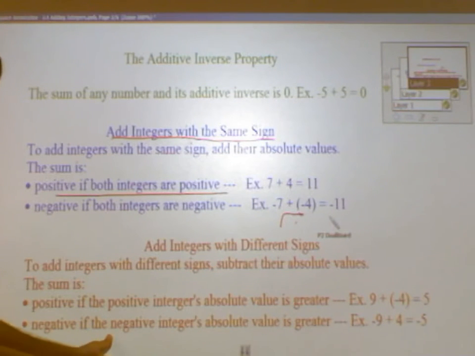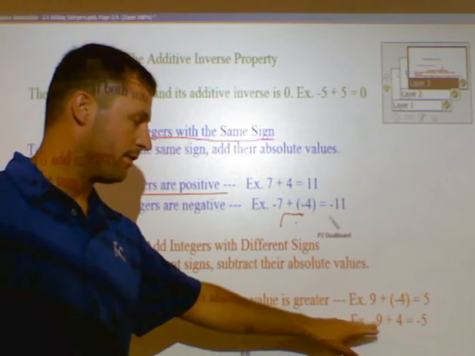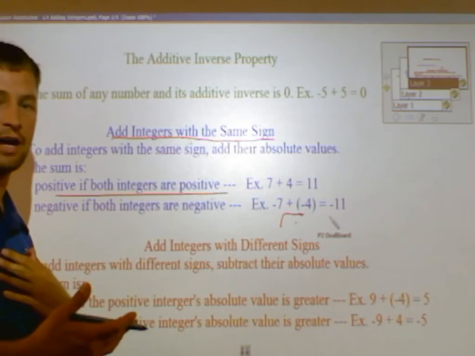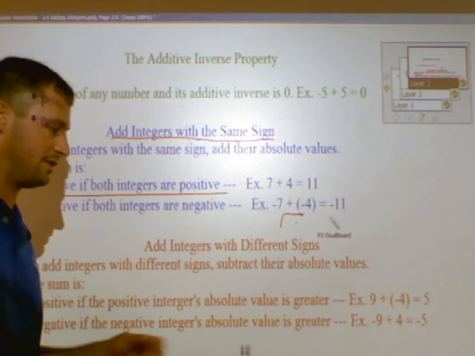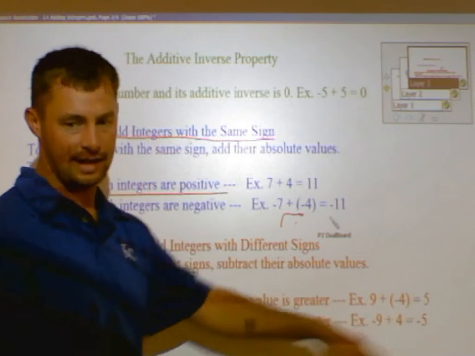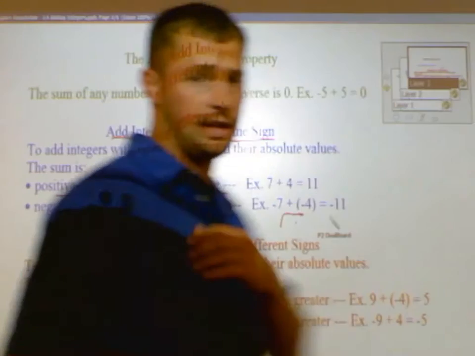However, if the negative integer's absolute value is greater, for example, I have negative 9, and then I add 4. I've got more negatives than I have positives, so I know I'm going to have a negative answer. If I'm at negative 9 and I add 4 back to it, I'm still going to be at negative 5. And so those are some of the rules that go with our additive inverse properties in adding integers.